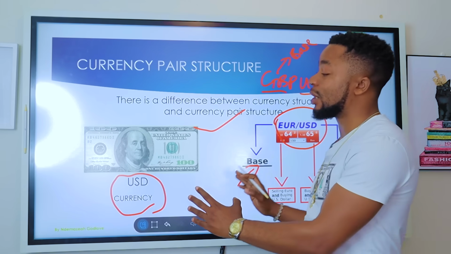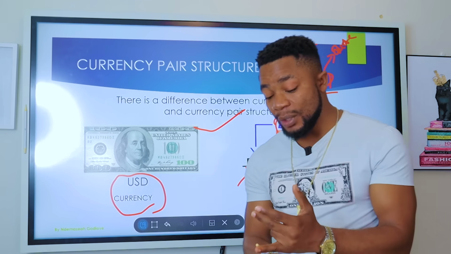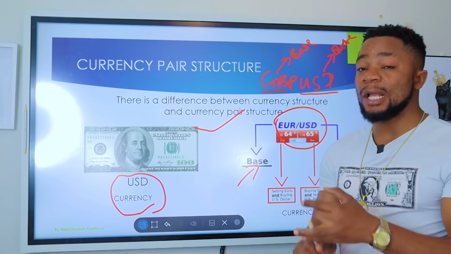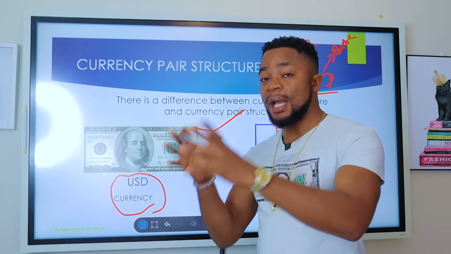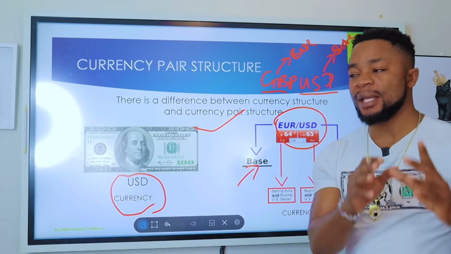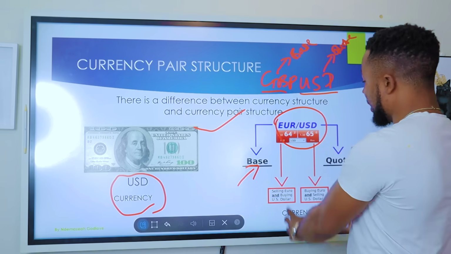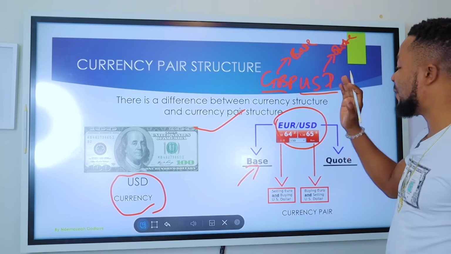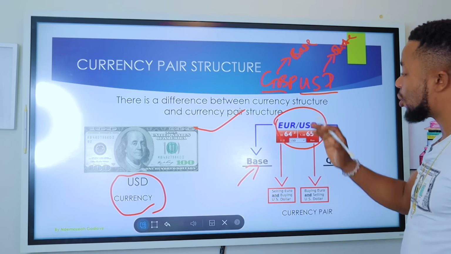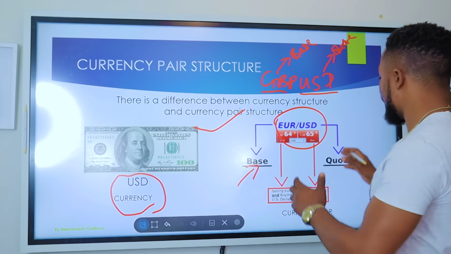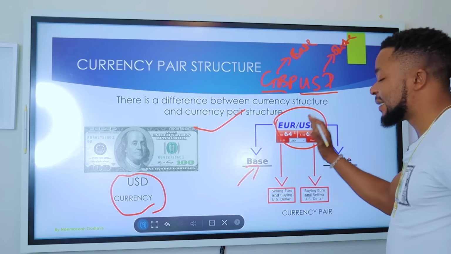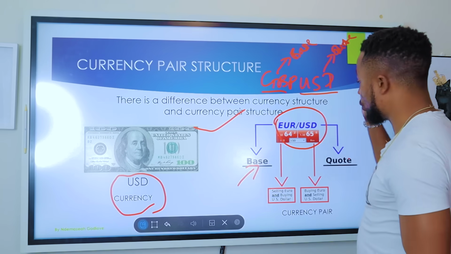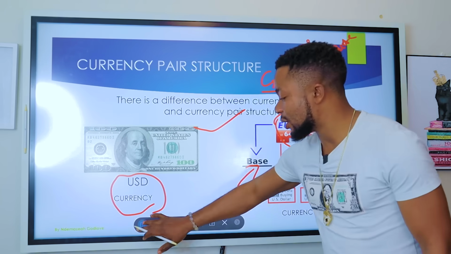But what I just want you to understand today is the difference between a currency and a currency pair, and also the difference between the currency structure and the currency pair structure. What we've just explained here is a currency pair structure, where the first currency is the base currency, the second currency is the quoted currency, and immediately once you buy the base currency, you automatically sell the quoted or secondary currency.